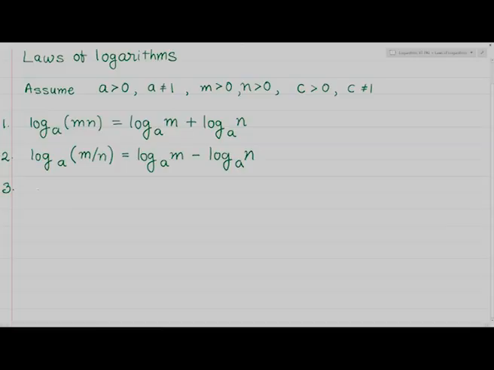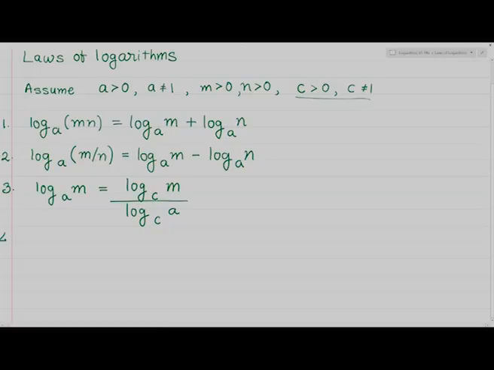Another property is log to the base a of m is equal to log to the base c of m upon log to the base c of a. Notice here what I have done is we have changed the base of the logarithm. C is any other base of the logarithm, and if c is the base, it should satisfy these conditions: c should be greater than 0, c not equal to 1. That is why we are putting these two conditions.